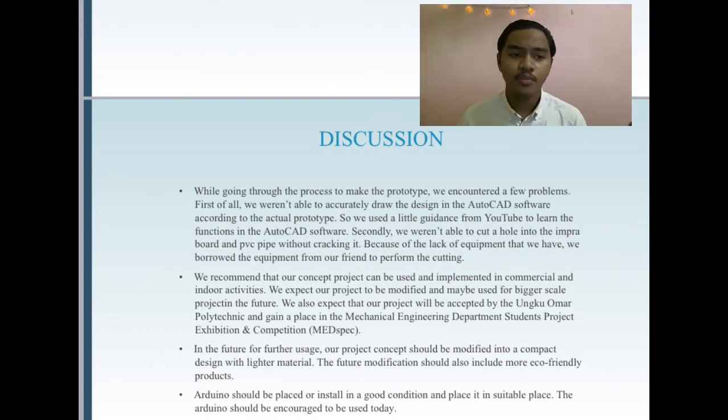We recommend that our project can be used in commercial and indoor activities, and we also hope that our project will be accepted by the Polytechnic and gain a place in MathSpec. For further usage, our project concept should be modified into a more compact and more eco-friendly design. The Arduino should be installed in a suitable place. That's all the discussion that I have from this project.